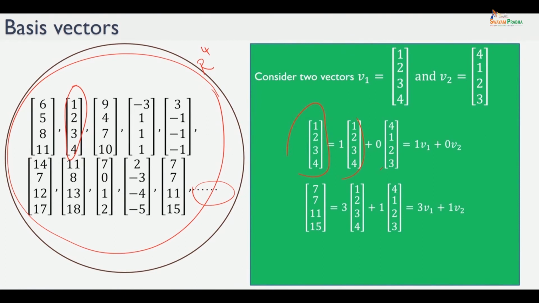Now let us take some other vector here. So let us say, for example, we have taken this vector 7 7 11 15. We can see that that can be written as a linear combination of 3 times the first vector plus 1 times the second vector, and so on.